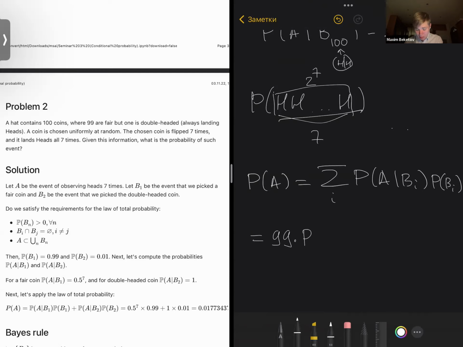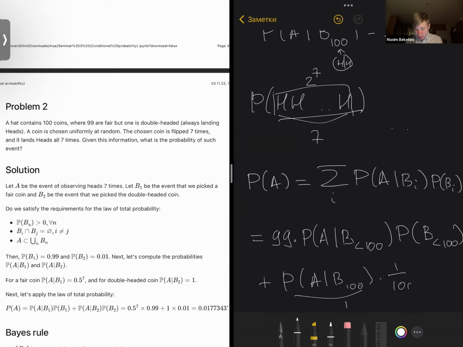the probability of A given B with the index less than 100, times P of B less than 100, plus P of A for that last coin, where we have the conditional probability being 1, and the probability of that happening being 1 over 100. And here we also have 1 over 100. And the conditional probability there is 1 over 2 to the power 7, right? So that should be the answer.